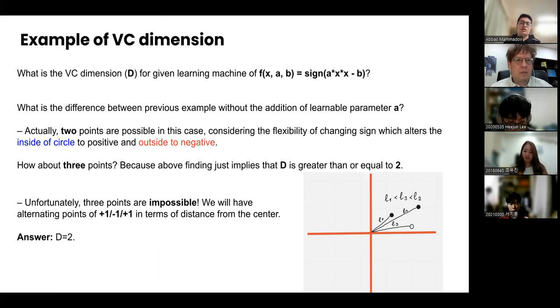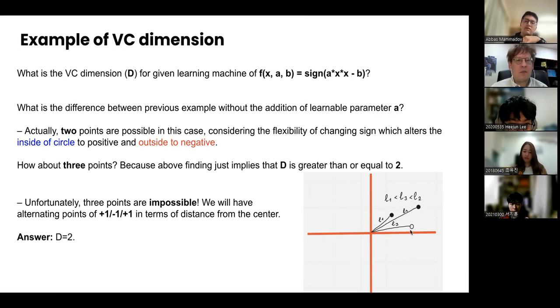In the case of the arrangement where the points, the +1, -1, and +1, are alternating starting from the origin according to their distance from the center, like this, then we cannot draw a circle, because if we draw the circle to keep one of those points, then L1 should be strictly that point, and then L2 will be on the outside.